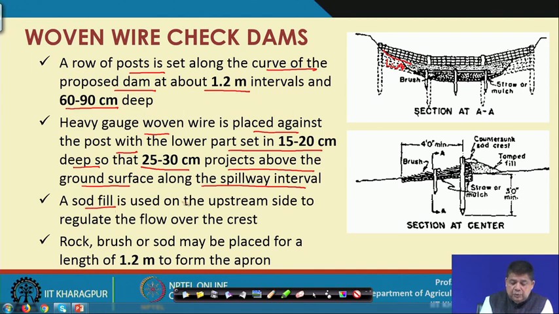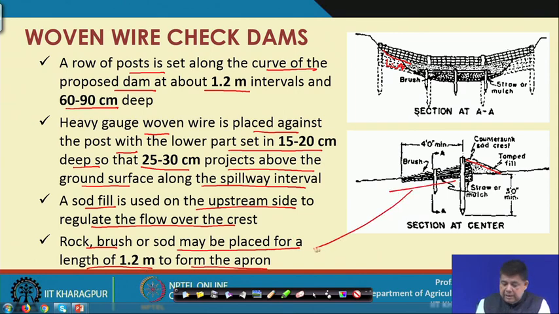A short fill is used on the upstream side to regulate the flow over the crest. Some kind of fill is used so that water gets to stand, so that a large flow does not suddenly hit the structure, and rock, brush or sod may be placed for a length of 1.2 meters to form the apron. So, on the downstream side we have an apron, and on the upstream side we have a short fill. These protections are also provided.